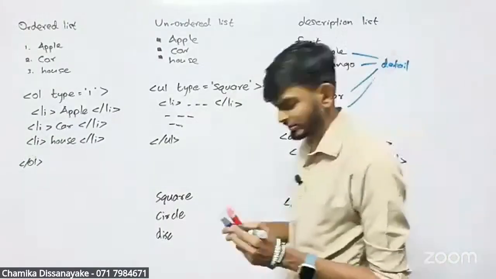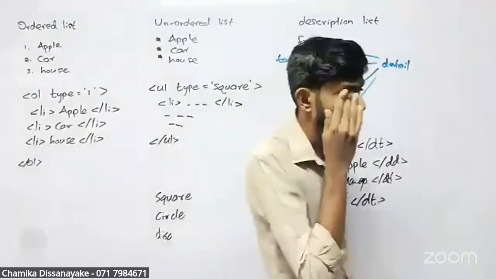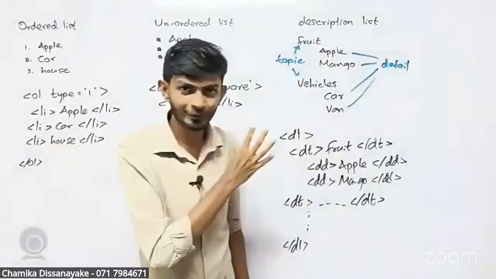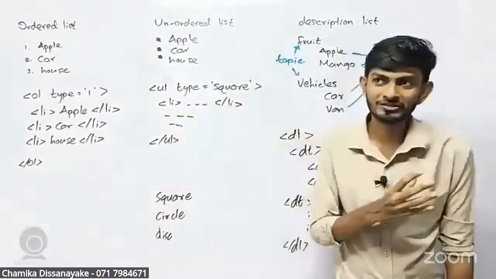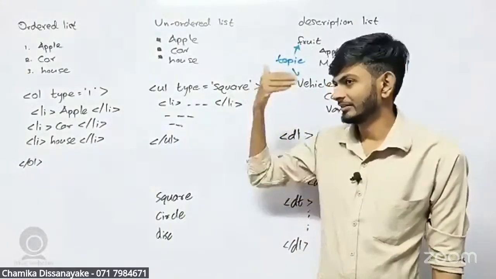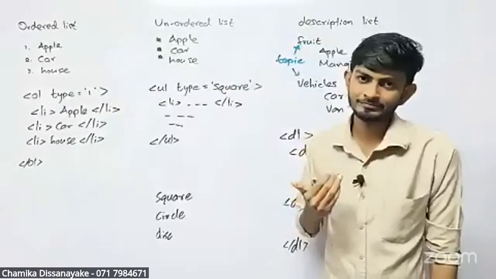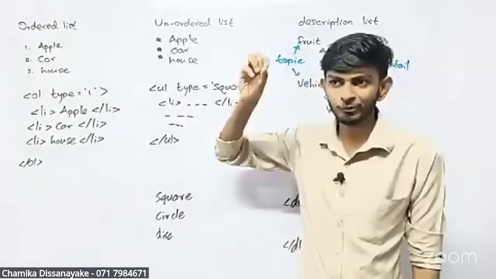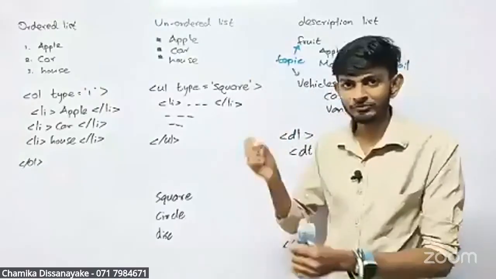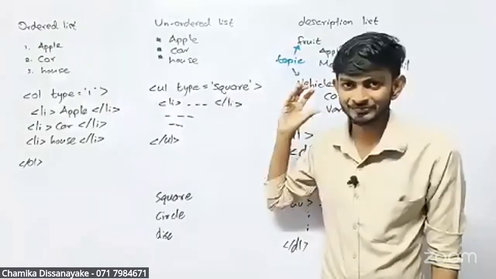Okay, so those are the three list types. Very easy to remember and very easy to write. As I told you last week, you have to remember this one because definitely you will have a question in the paper, most probably in the second paper. In the second paper we have a web page with code given, and we have to fill in the blanks. In that case, we have this kind of lists.